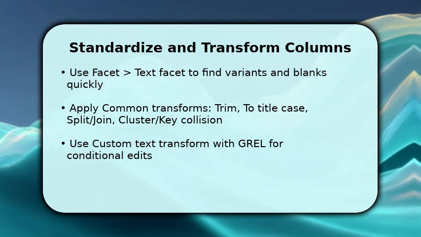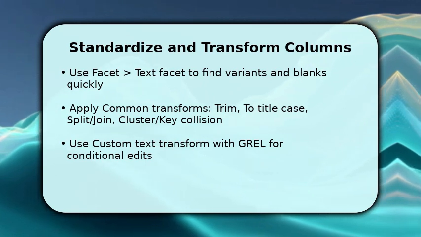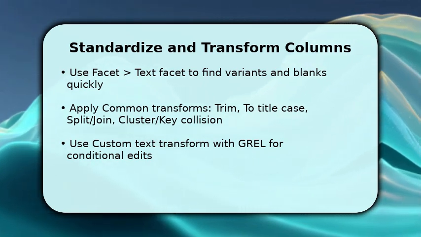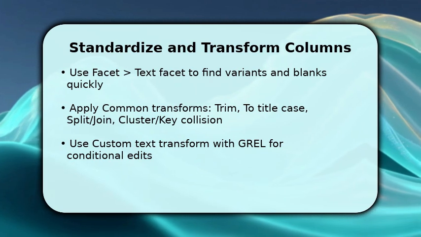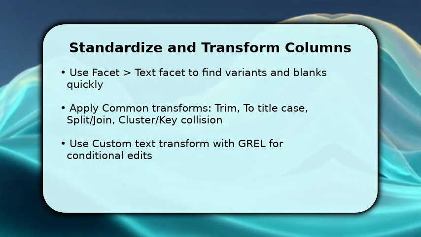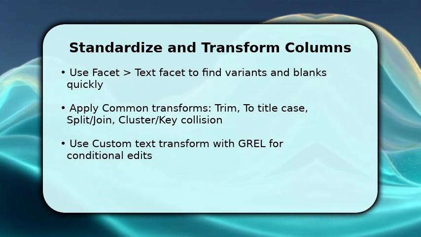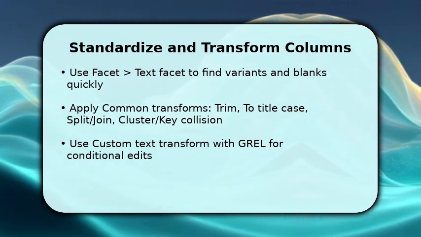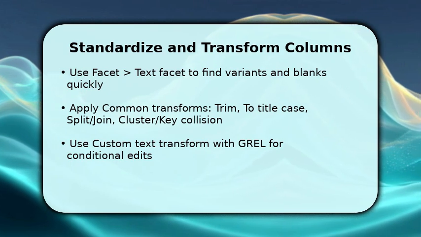Start with a text facet to list variants, nulls, and typos. Apply trim and to lower/upper/title case to normalize. Use split into columns when multiple values are mashed together, then join back if needed. For fuzzy duplicates, run cluster and choose a method, reviewing suggestions.